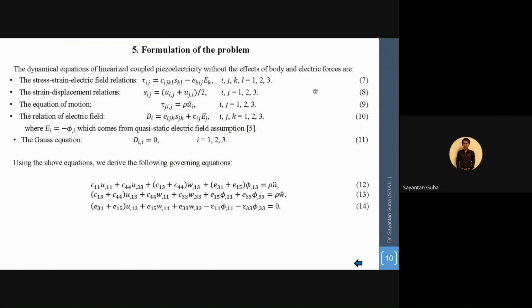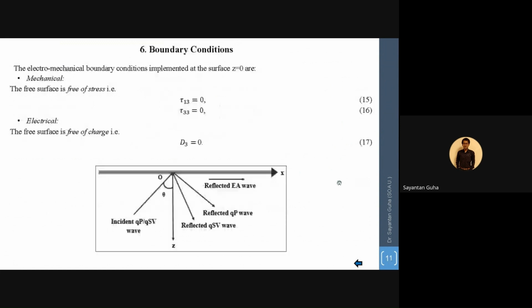Now, on applying these equations as per the geometry of the problem, we obtain equations 12, 13, and 14, which are highly coupled PDEs which we need to solve. Since we are dealing with 3 reflected waves, the reflected quasi-longitudinal wave, the reflected quasi-transverse wave, and a reflected EA wave, there are 3 unknown waves, and in order to determine them, we are going to require 3 boundary conditions. 2 of them are mechanical type, and the third one is electric type.